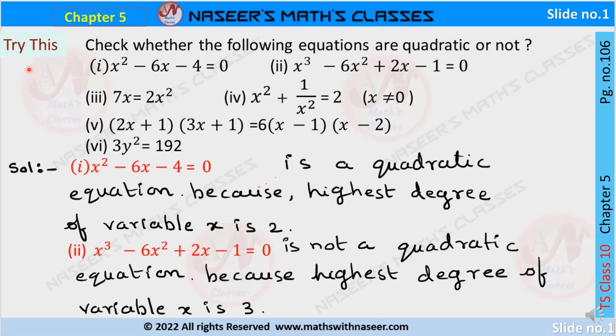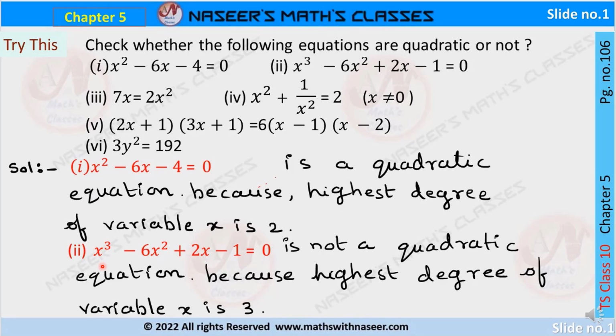Now we are going to solve, try this page number 106, chapter 5. Check whether the following equations are quadratic or not. Here total 6 problems are given. So in that one, first one is x square minus 6x minus 4 is equal to 0. Here the variable is x and its highest degree is 2. So it is a quadratic equation.